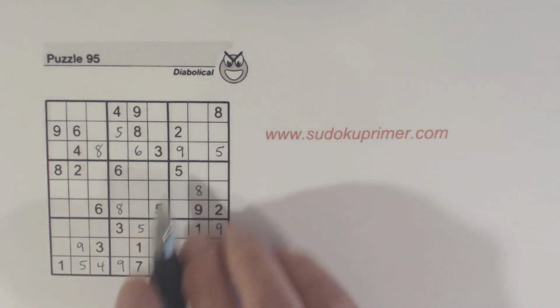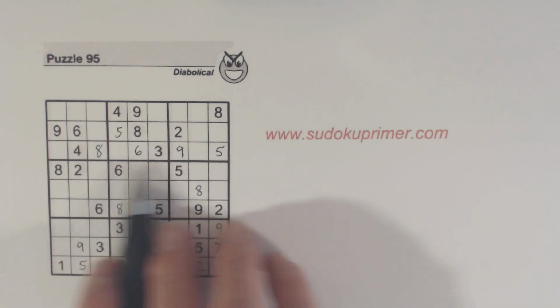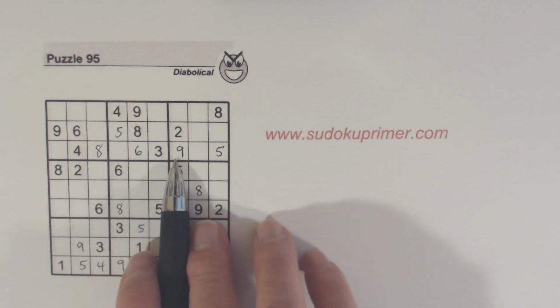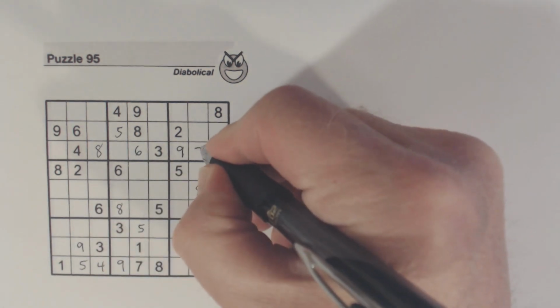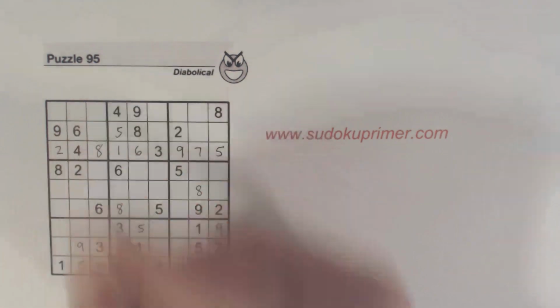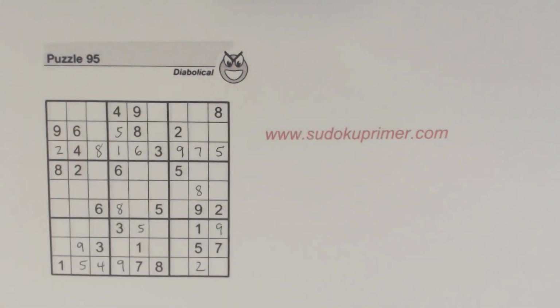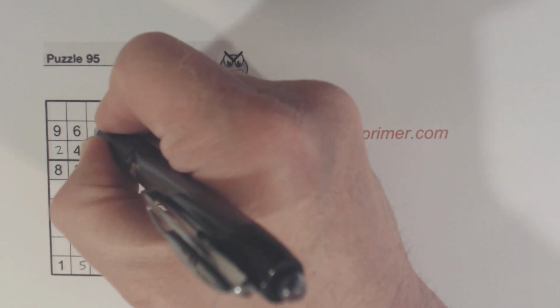Then we looked at row 3 right here. We're missing 1, 2, 7. We got a 1 and a 2 in this column already, so we know that's a 7. We've got a 1 here, so we know that's a 1, and that's a 2. Then we put a 1 in box 1 right there.